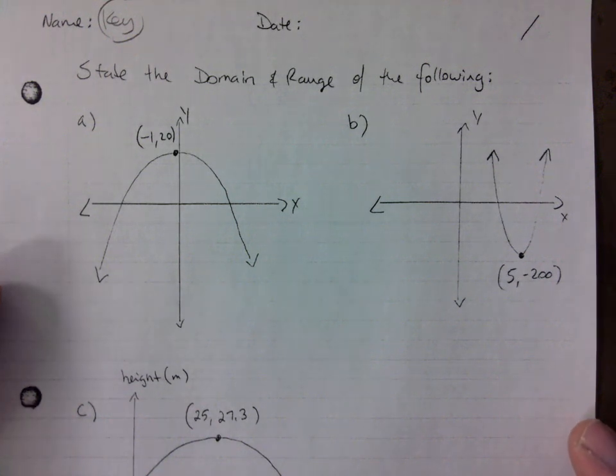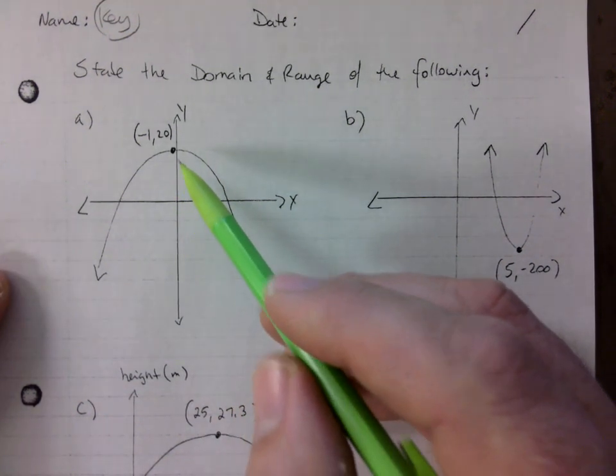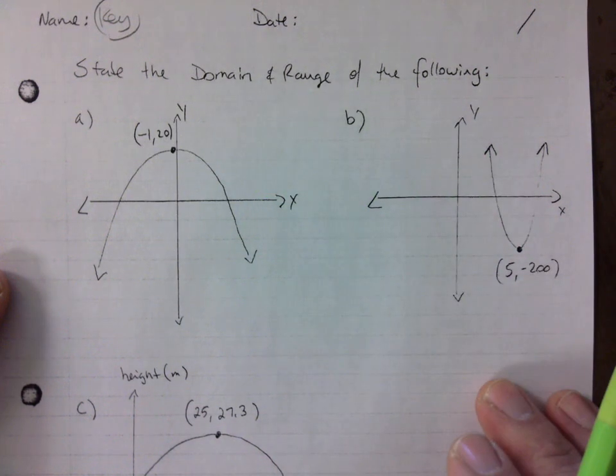I just created this yesterday in the morning. So state the domain and range for the following scenarios, right?